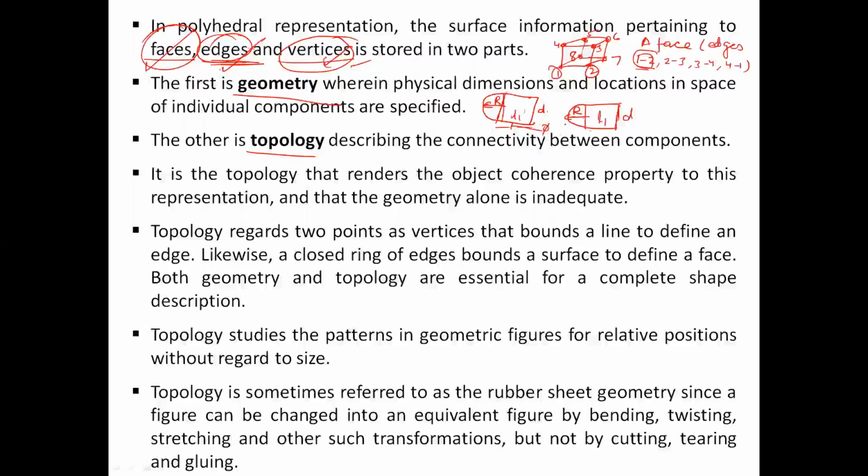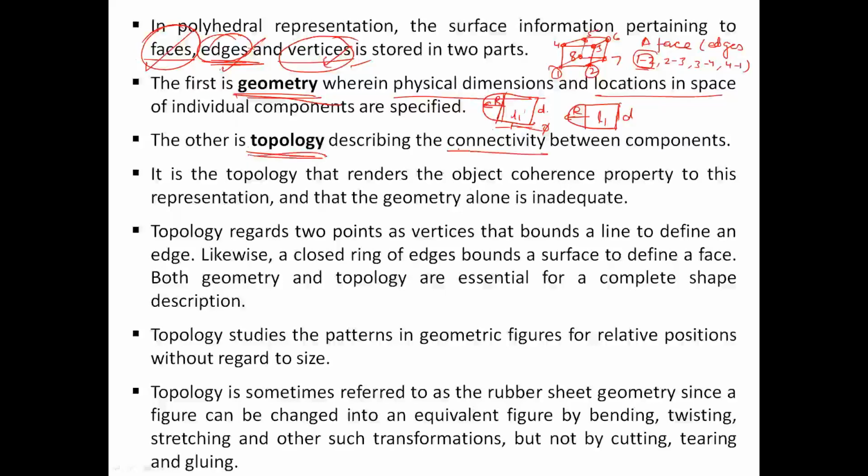Now, what you need to understand is, what do you mean by geometry and what do you mean by topology? Geometry basically means when two objects have similar physical dimensions and locations in 3-dimensional Euclidean space, then the object is said to have a similar geometry. Okay. What is topology?